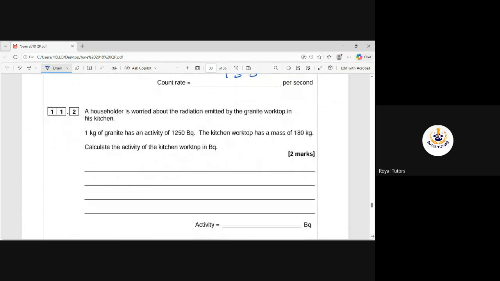They say a householder is worried about the radiation that is emitted by the granite worktop in his kitchen. 1 kilogram of granite has an activity of 1250 Bq. The kitchen worktop has a mass of 180 kilograms. Calculate the activity of the kitchen worktop in Bq. Basically it's quite simple. What you need to do is 1250 multiplied by 180, and that will give you the activity to be 225000 Bq.